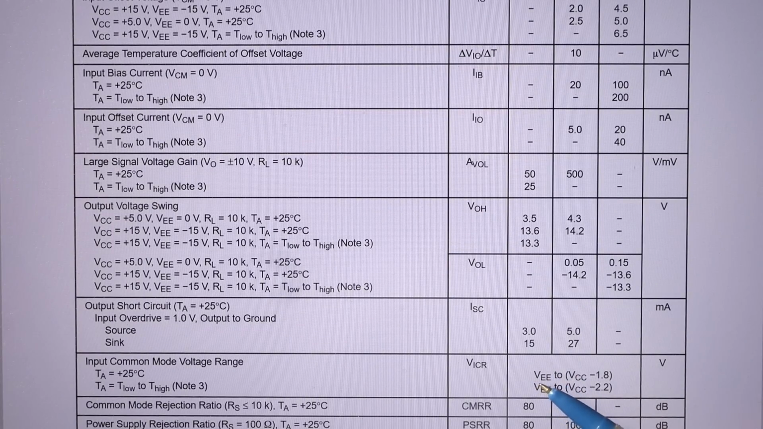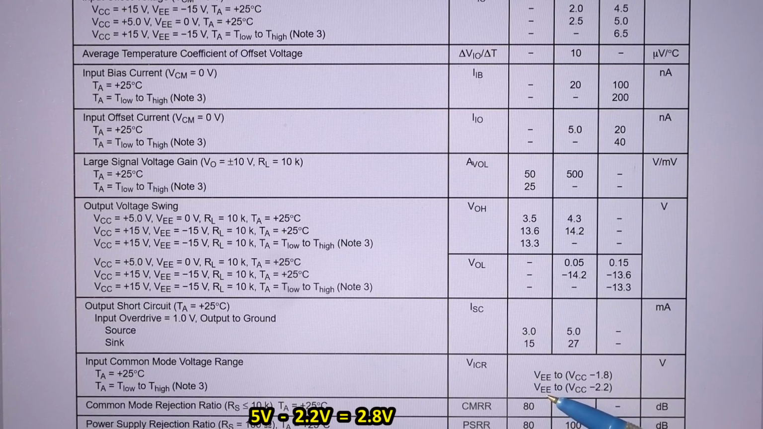The inputs can basically go from the negative supply rail all the way to the positive supply rail, minus 1.8 volts or minus 2.2 volts. And of course the range is more limited at the full temperature range in comparison to the 25 Celsius. But of course for a good design you want to use the worst case, which is this. And this basically means that with a 5 volt non-symmetrical supply voltage, the voltage at the inputs can go from 0 volts to 2.8 volts, 5 minus 2.2.